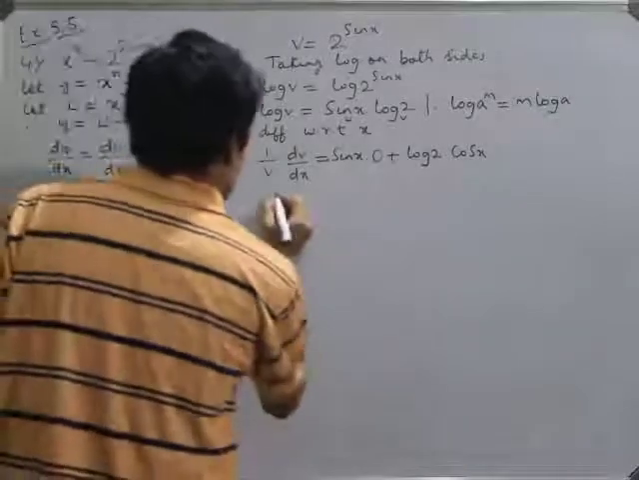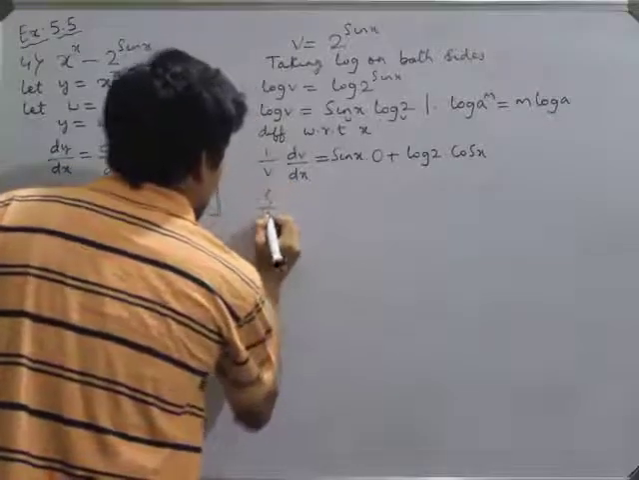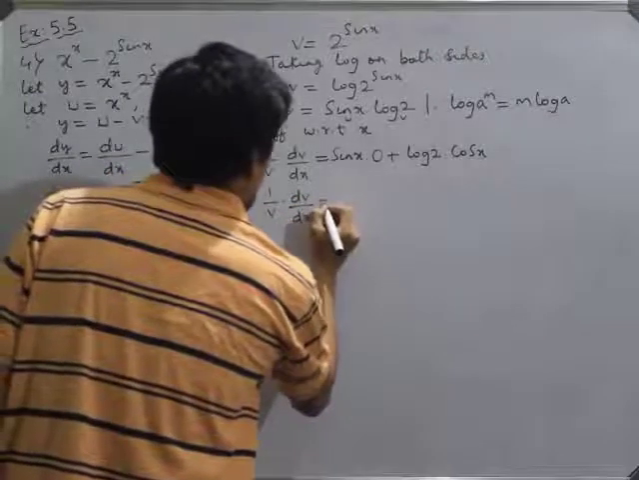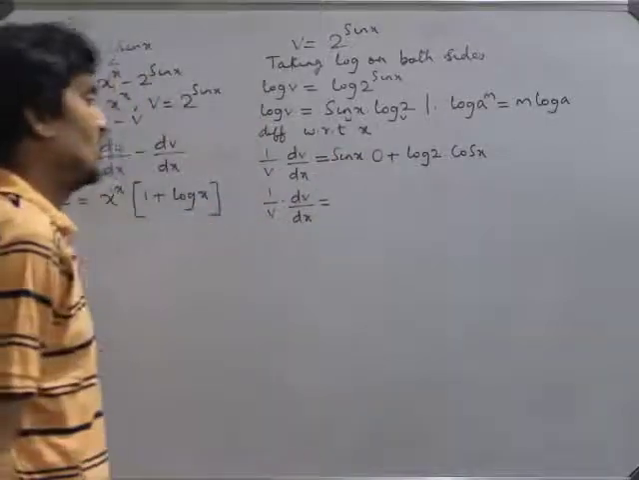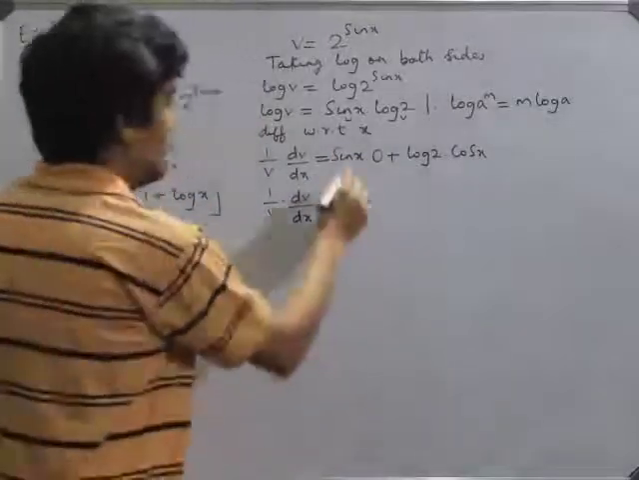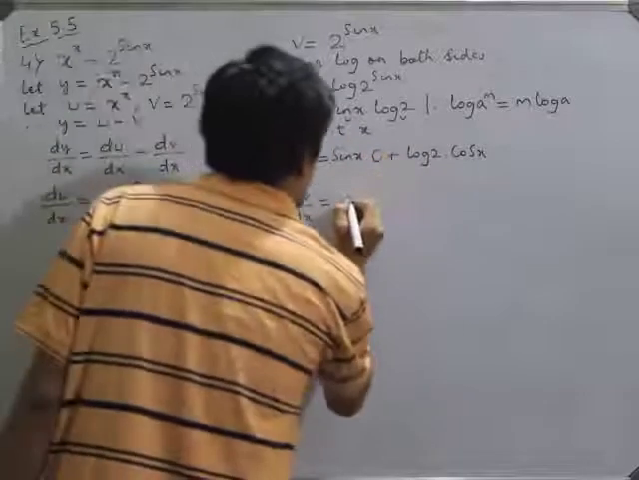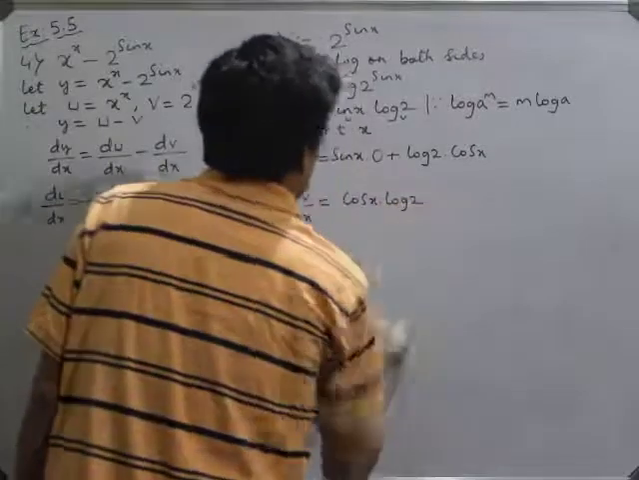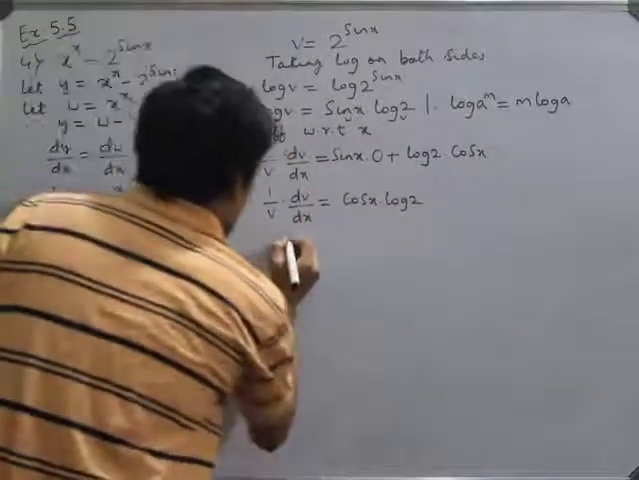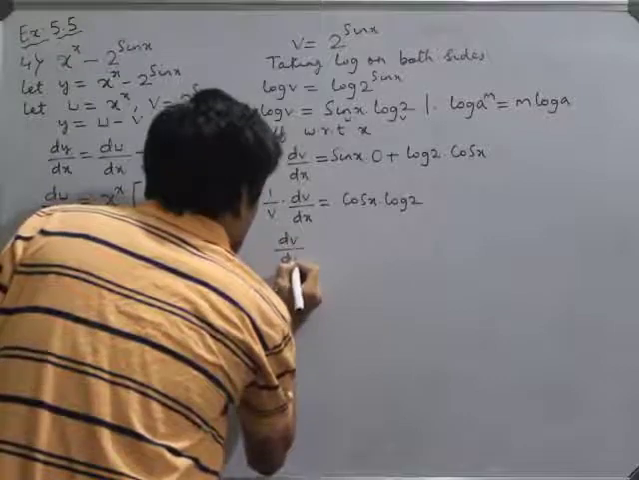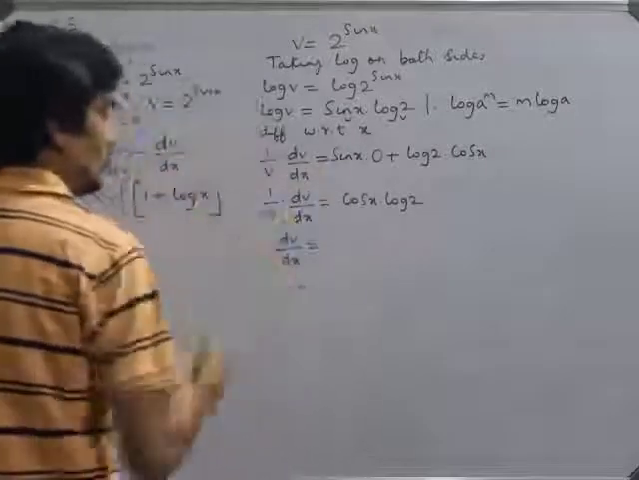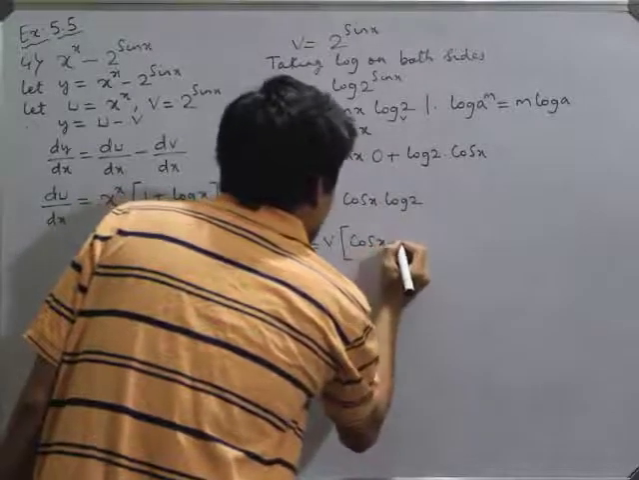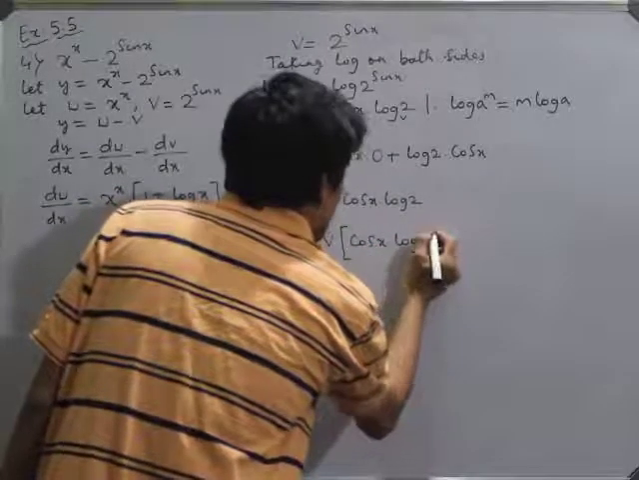Let us continue further. This term I will keep as it is, 1 by v into dv by dx is equal to sin x into 0. Anything multiplied by 0 is 0, so I will leave out this term. Here I will write it as cos x into log 2. Now dv by dx is equal to, this will go to the numerator, v into cos x into log 2.